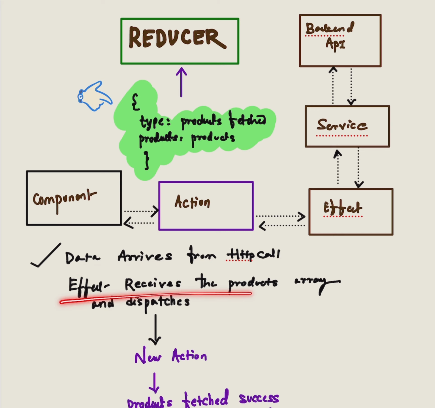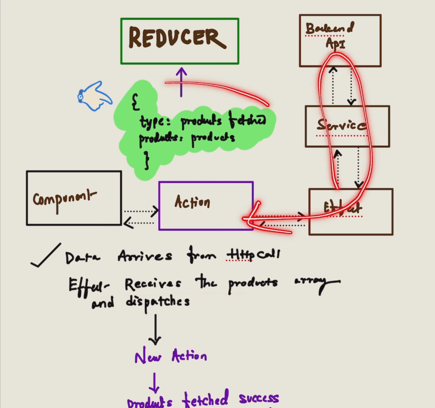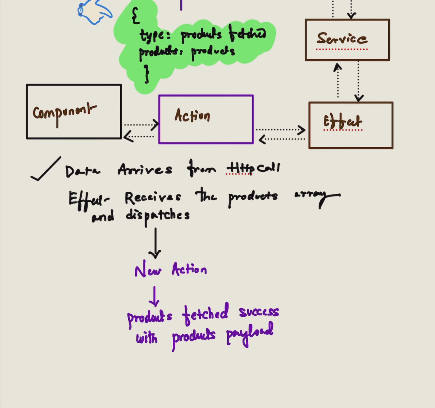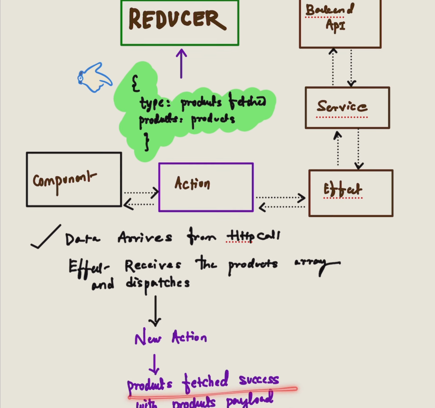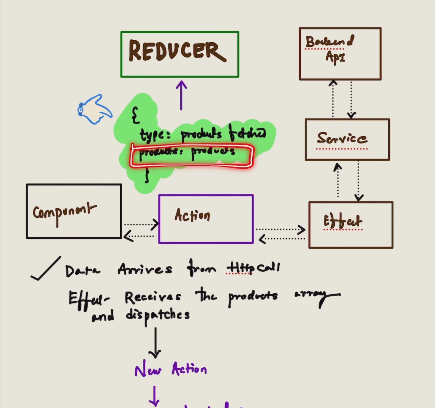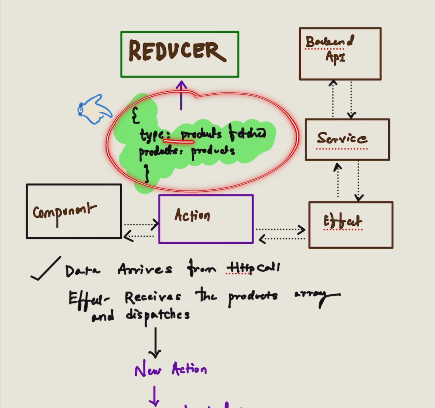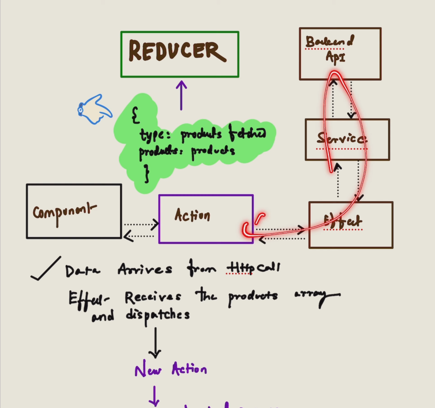The effect receives the products array and dispatches a new action. So once we get the data back, a new action will be dispatched to the reducer. Okay. So products fetched success with products payload. So we have the products payload now and a new action that is triggered with this type, products fetched, and the product details we got from the backend API.